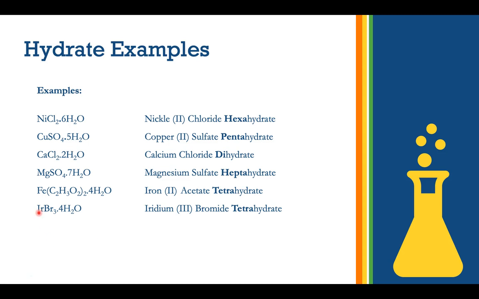Now we have iridium. That's fun to say. Iridium(III) bromide. Iridium is a transition metal, so we will be using, again, just as with iron, which is a transition metal, our Roman numerals for notation. Iridium(III) bromide tetrahydrate, tetra as in 4.